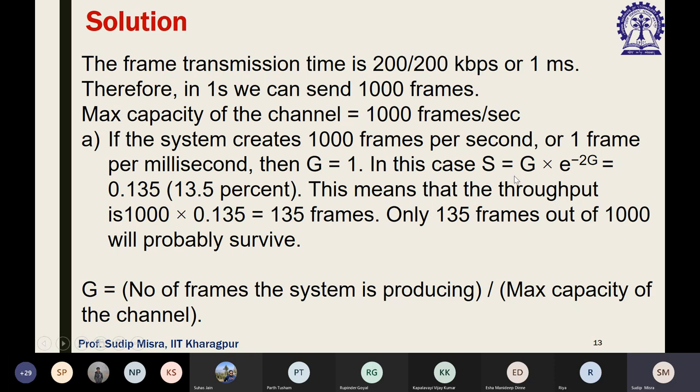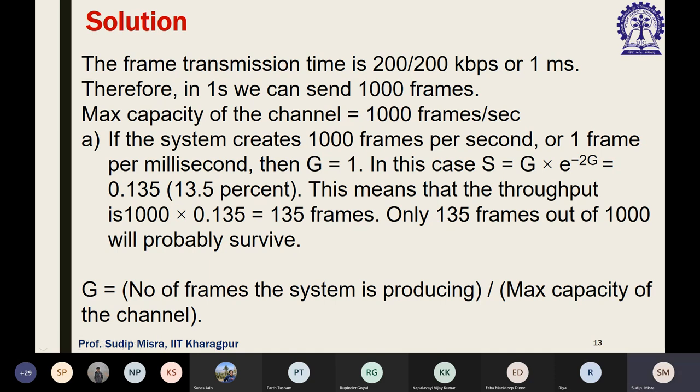So the value of S, the throughput, if you compute, you will get 0.135, which is actually 13.5%. So 13.5% throughput means what? That if you are sending 1000 frames, only 135 frames are going to survive, right?